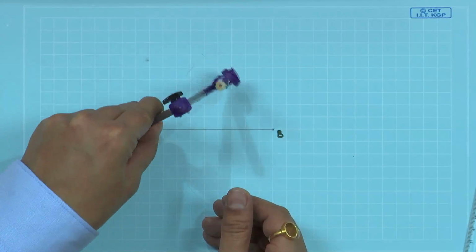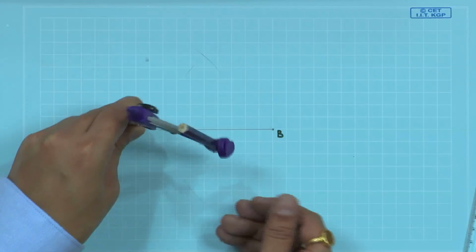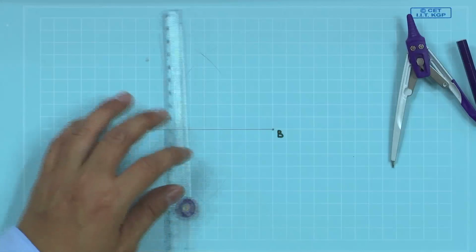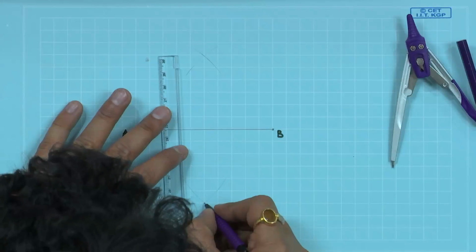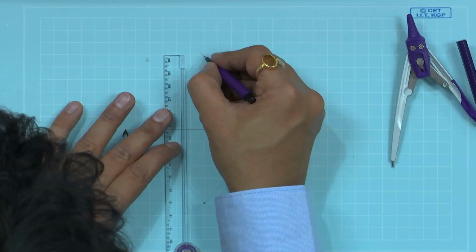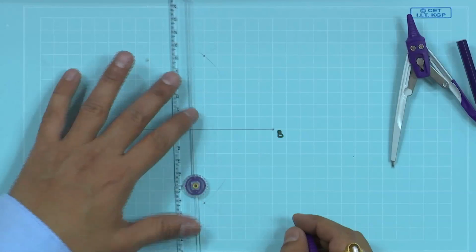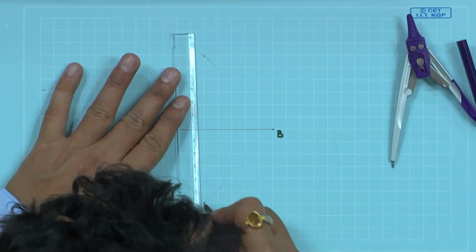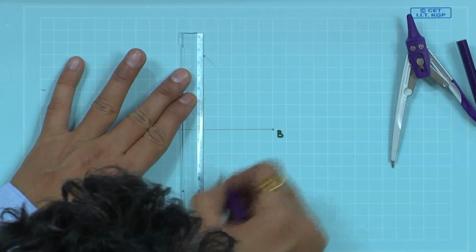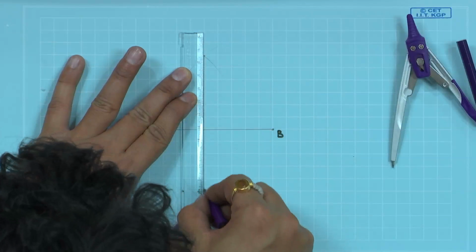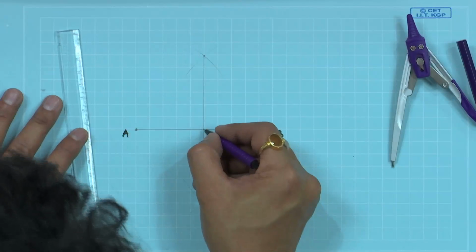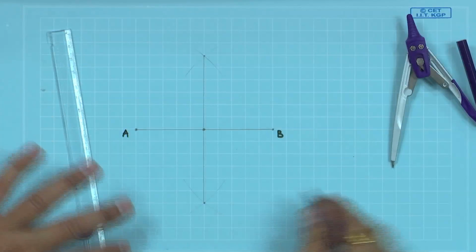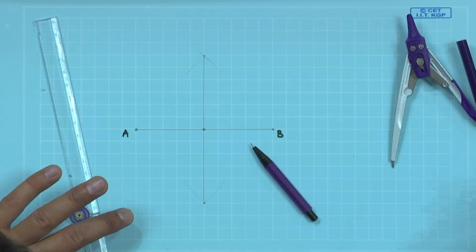Otherwise, 50 mm also we can use. In this case, join this line. These points we have to connect. So, this is the center of the circle, call it O.